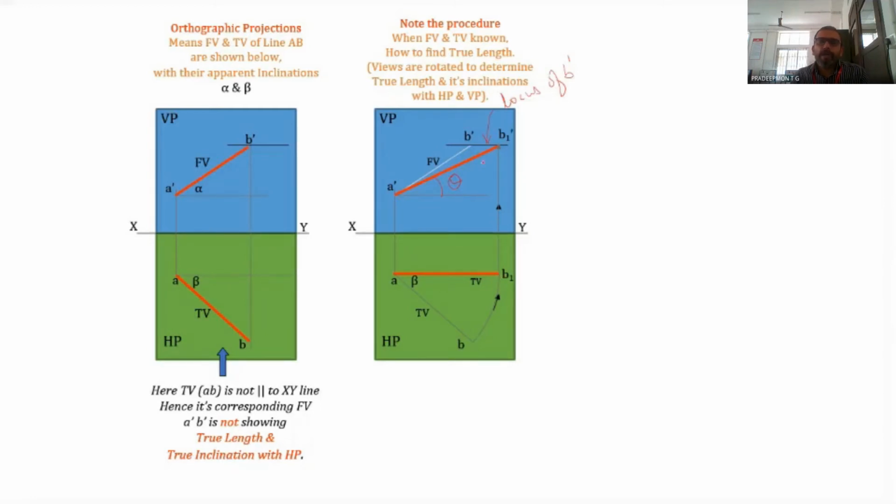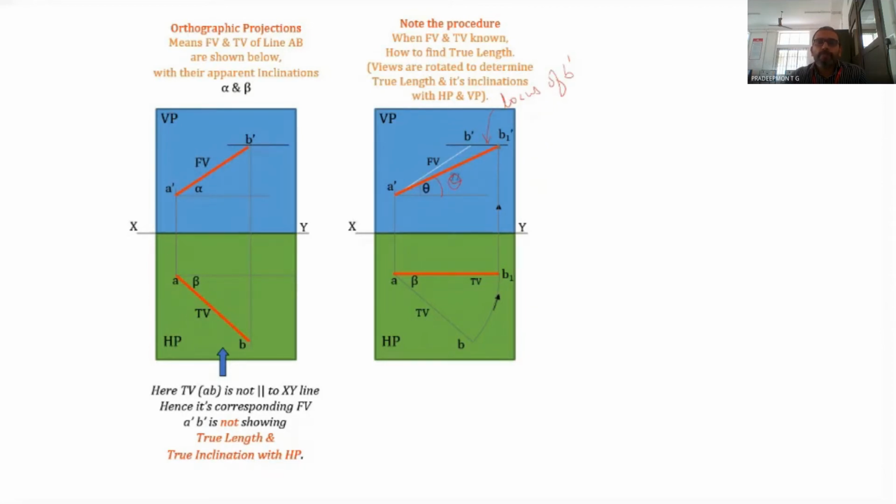The same cases, the reverse is also possible. That is, we rotate the front view and make it parallel to the XY line, and in the top view we can find out the true length. That is also possible. And in order to get the true inclination with the VP, that we have to do also.